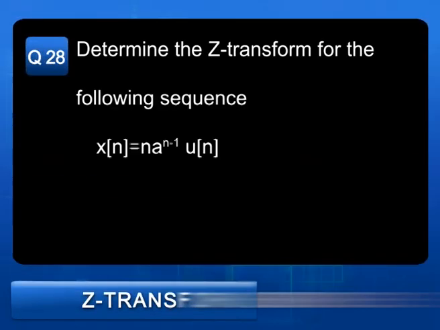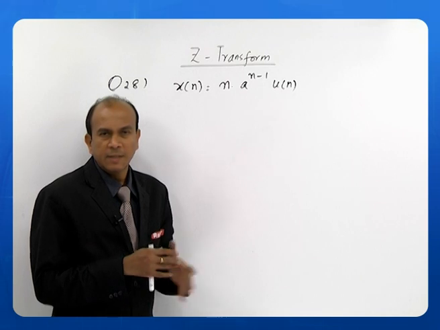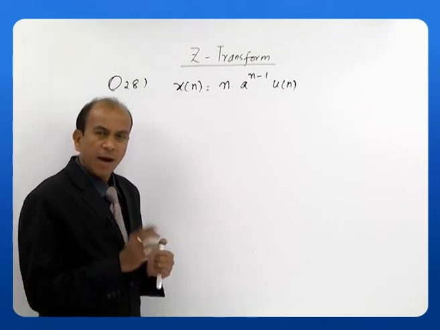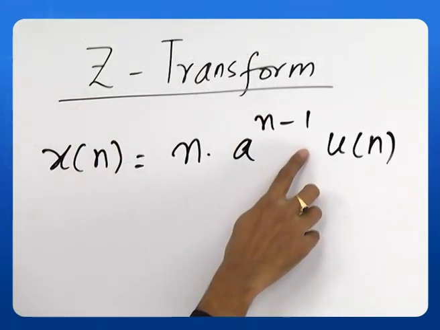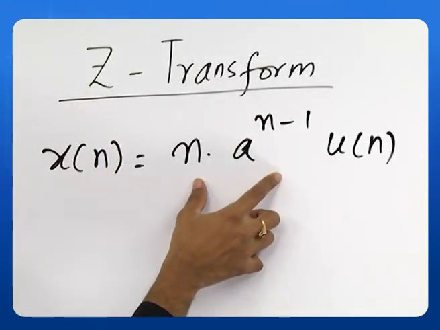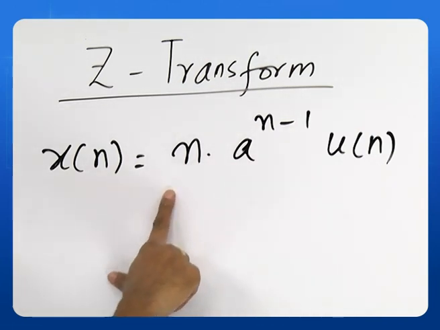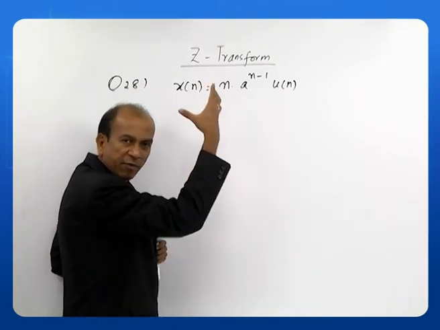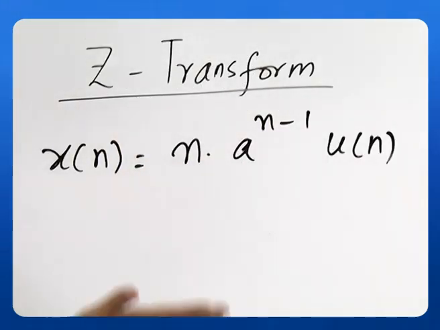Question number 28, x of n is equal to n into a to the power of n minus 1 u of n. Okay, so let's see how we can solve this type of problems. Again, this is a generic problem. And here again, I should find out what is the z transform for this particular problem. Then, because of the presence of n, it indicates that we have to use the differentiation property. Once the differentiation property formula we know, we can apply this here for what we have calculated. Let us start with this now.